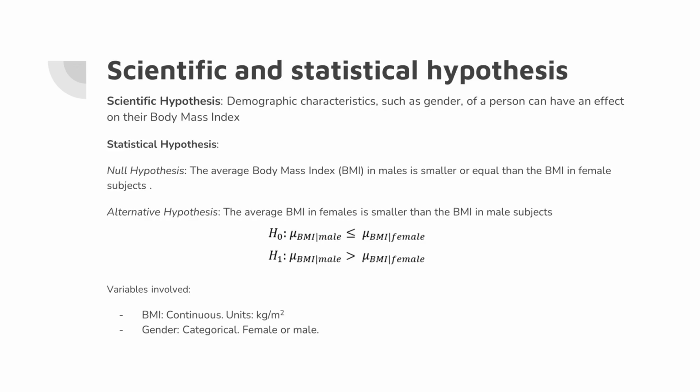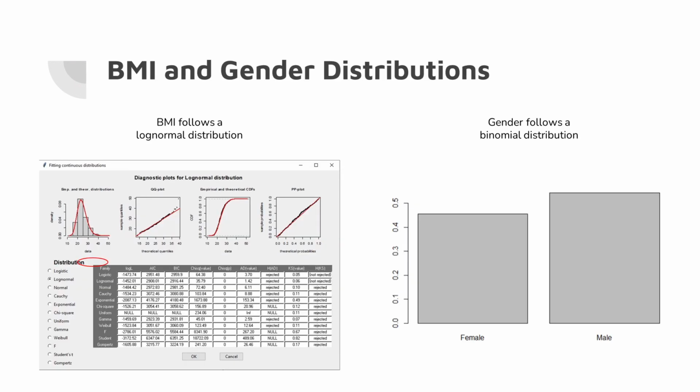The first original null hypothesis we will work with states that the average BMI in males is smaller or equal than the BMI in female subjects, and the alternative is the average BMI in females is smaller than the BMI in male subjects. Notice that with this approach, we are comparing mu's of the variable BMI. Here we can see that the BMI follows a log normal distribution and the gender has a binomial nature.